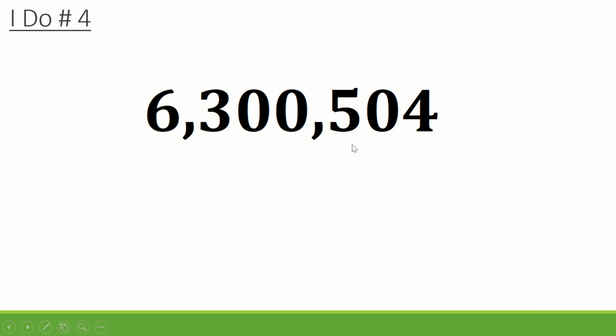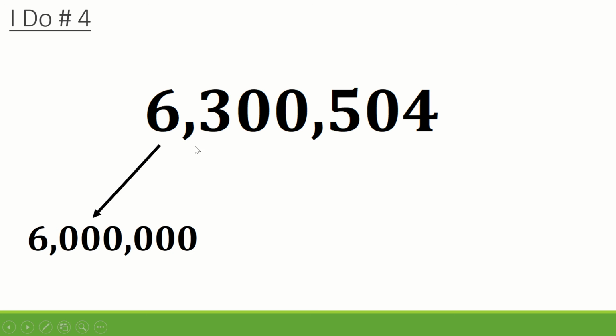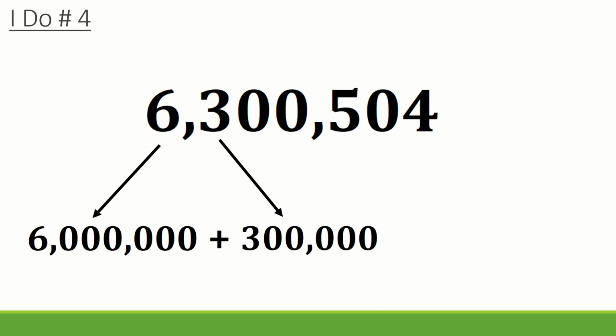And for our next I do, we have a number that spans 2 full periods and into a third. And so again, this is my ones period, this is my thousands period, and now I've moved into my millions period. And so I know that that 6 is in the millions place, and so that 6 can be used to represent the value of 6 million. And I move on into my thousands period, and that 3 is in the 100,000s place. So if I have 300,000s, that means that that 3 represents the value of 300,000.